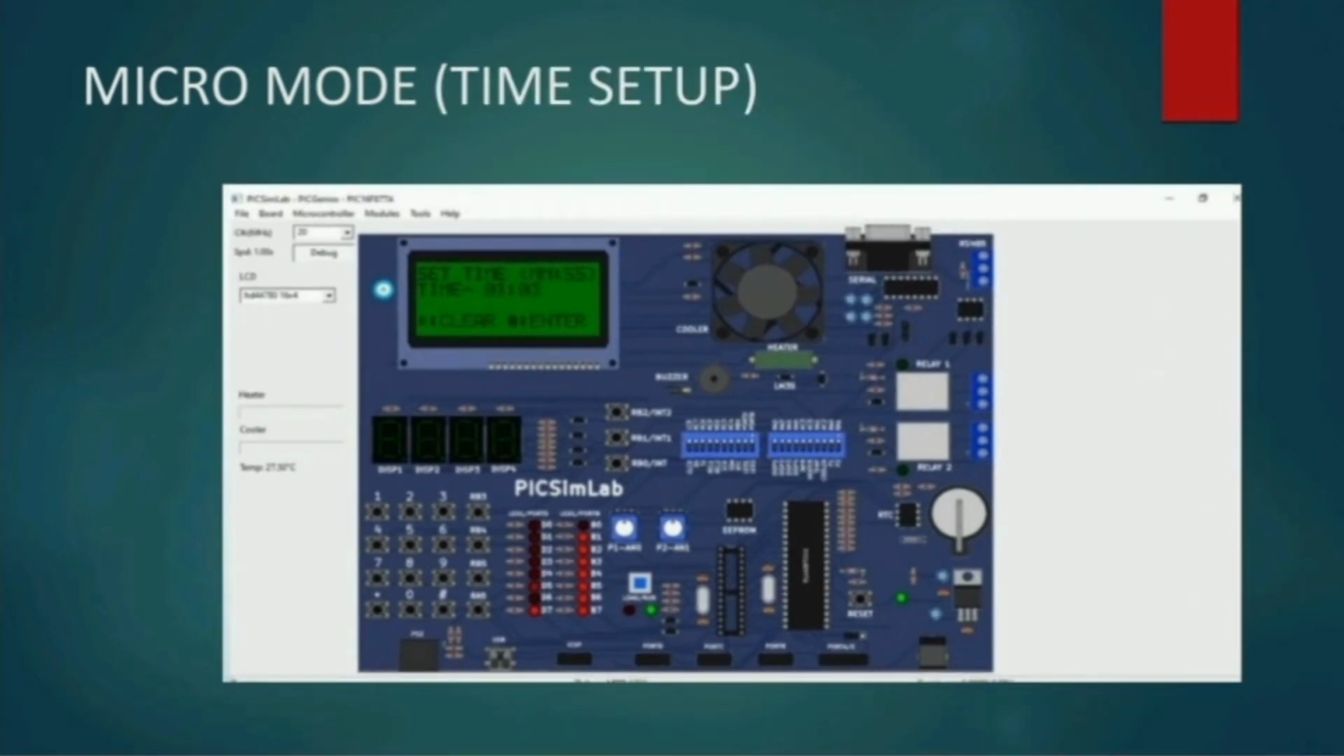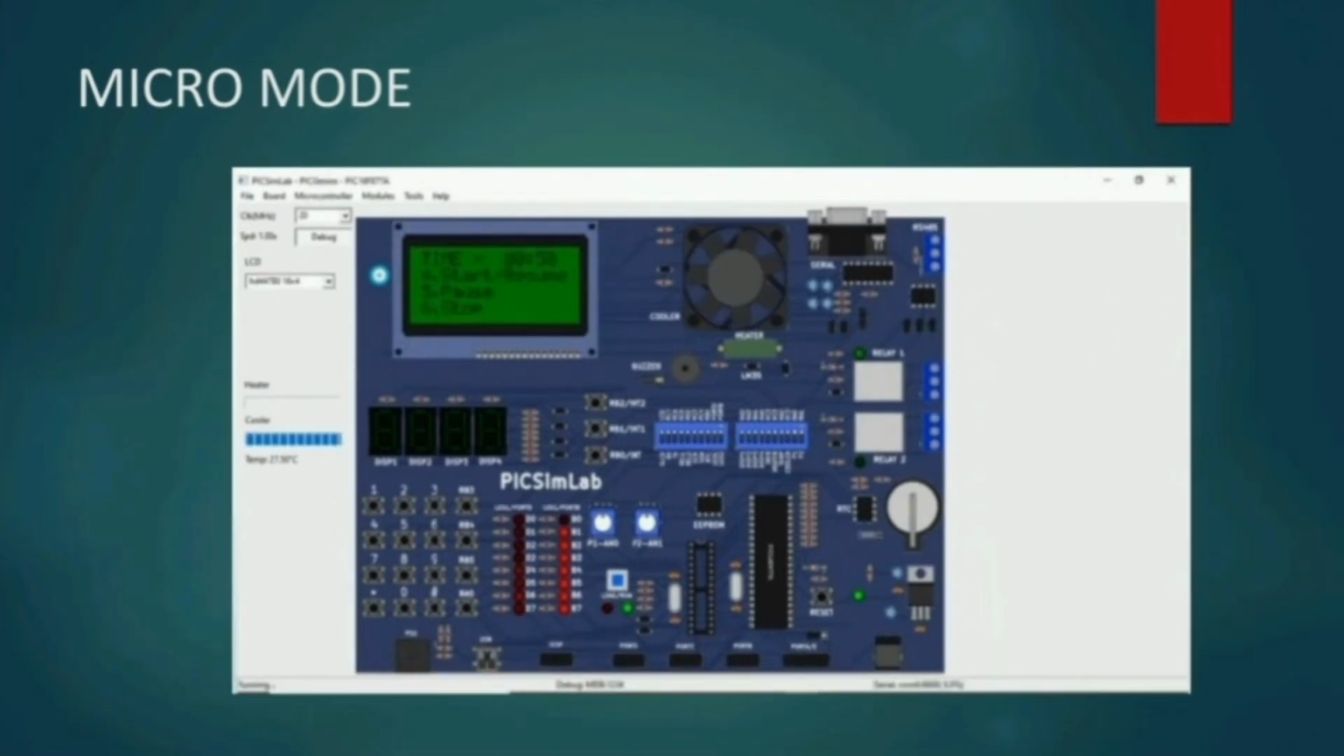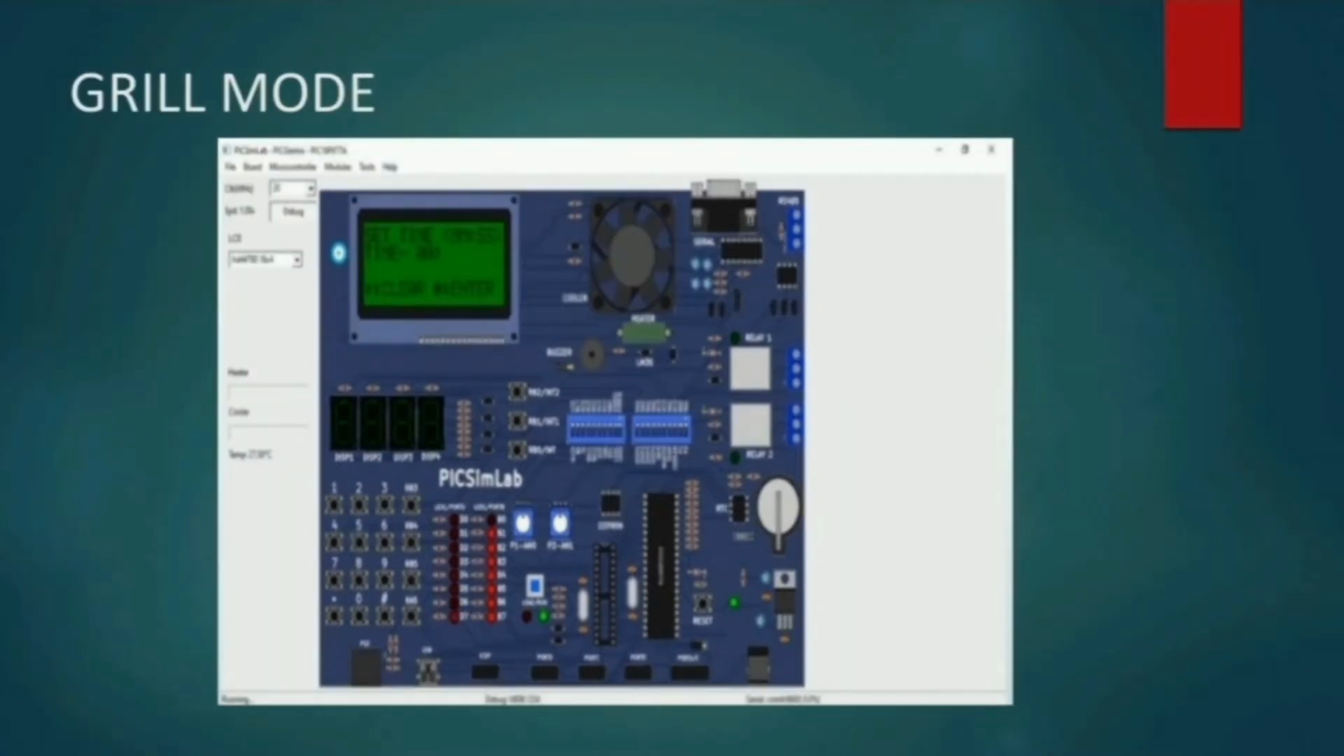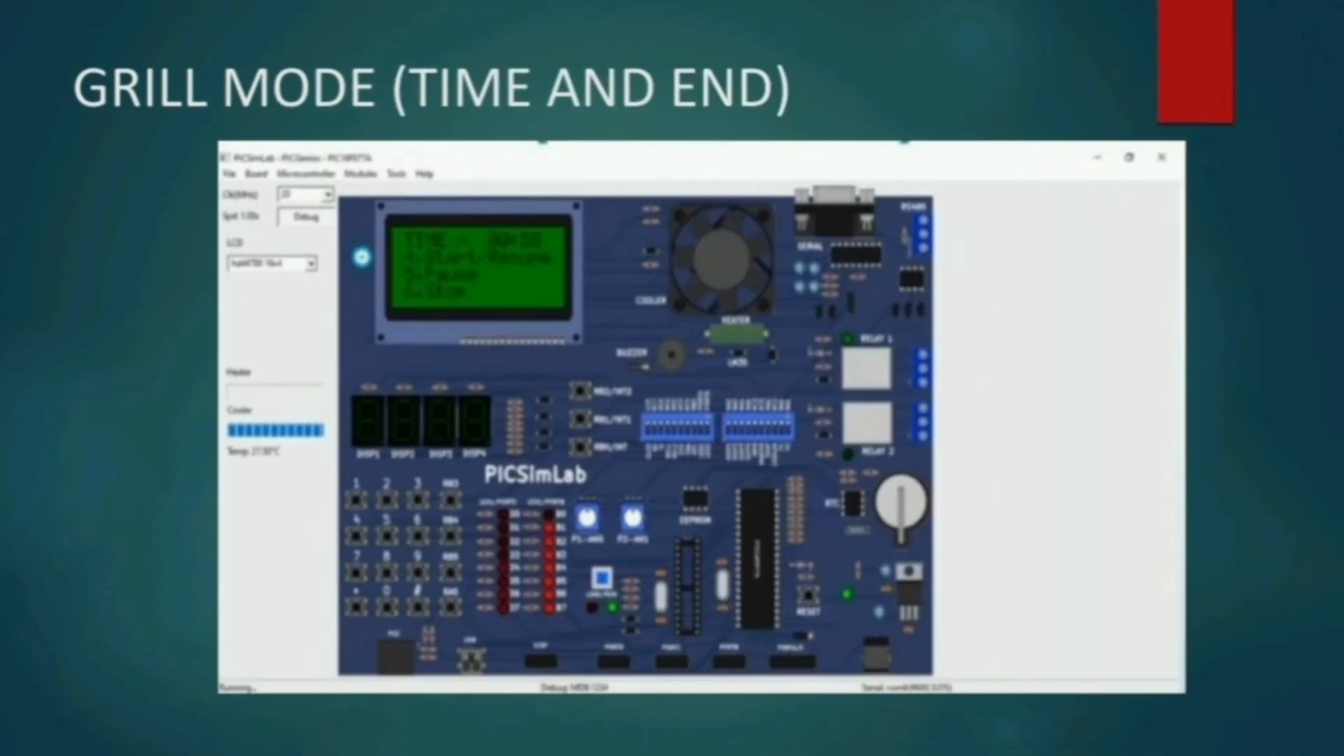We set the timer, and next it starts working, and when the time ends, it shows that the cooking time is up. So this is the end of the micro mode. Next one is grill mode. It is similar to the micro mode. We need to set the time and start it. After the time is over, it will show that the cooking time is over.